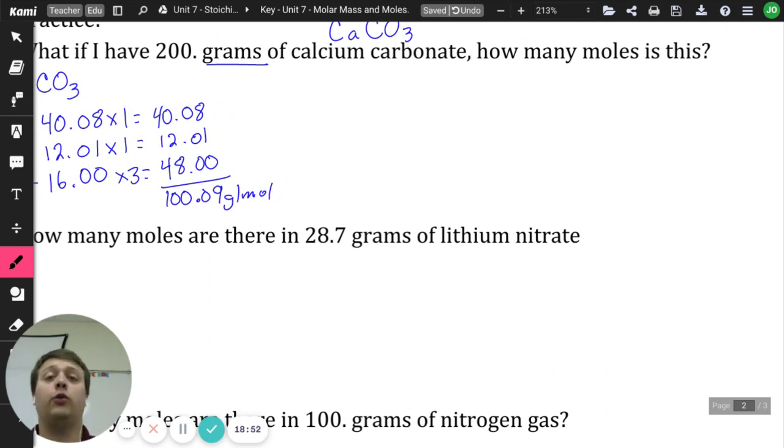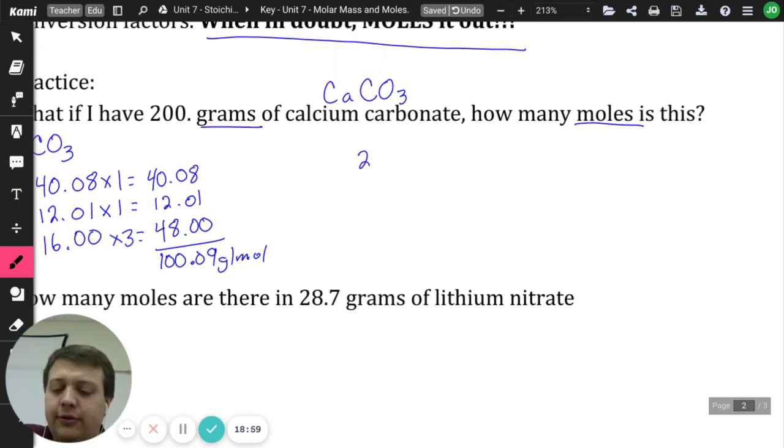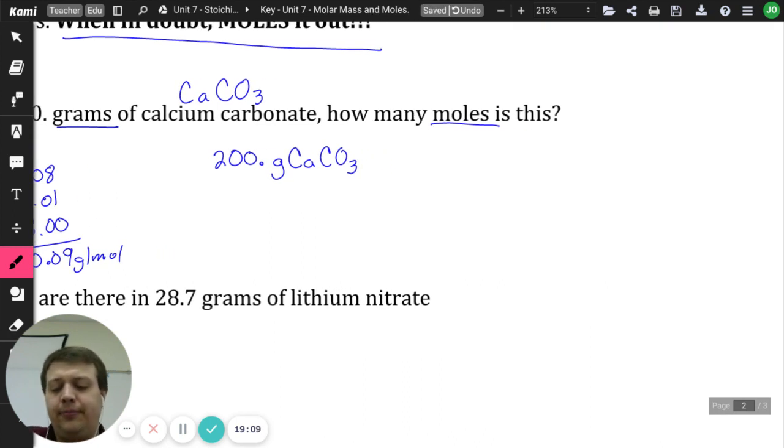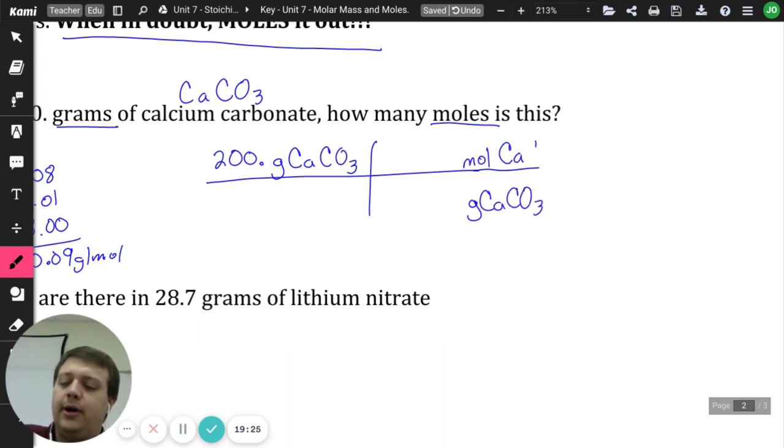Okay, so now I've got my molar mass. Now let's actually solve what the problem is asking for, which is how many moles this is. So I have 200 grams of calcium carbonate. Remember, with dimensional analysis, you always start with what you know. So we know we have 200 grams of calcium carbonate, and we're going to convert it into moles. How do I do that? Well, grams of calcium carbonate is not what I'm looking for, so I drop it low. We're going to go from grams of calcium carbonate into moles of calcium carbonate.